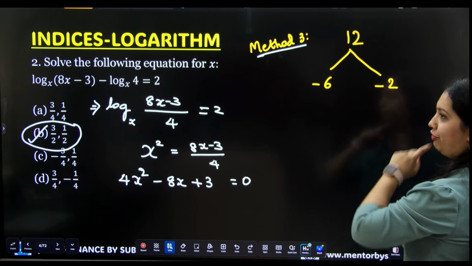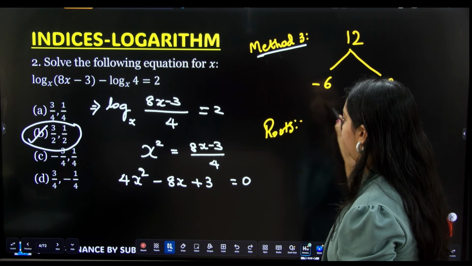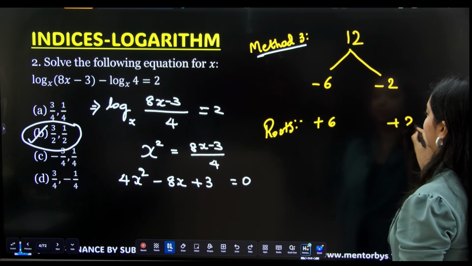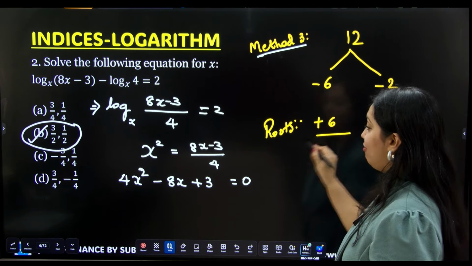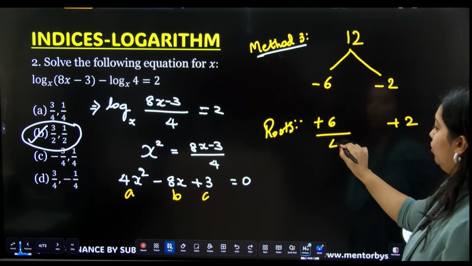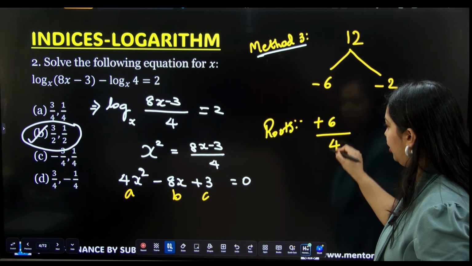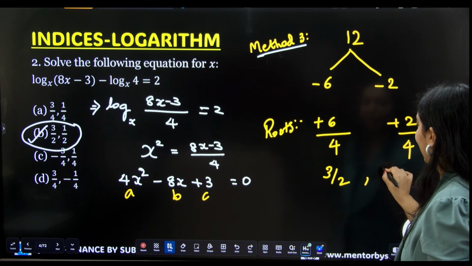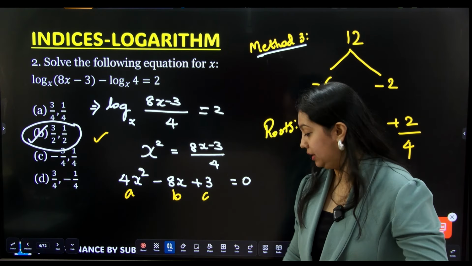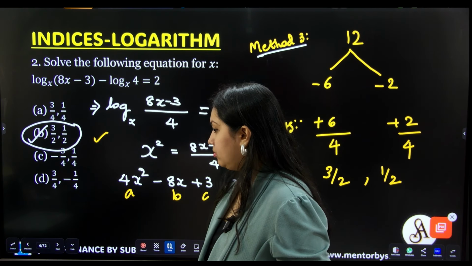Once you get the two factors, your final answer, the roots of the equation, will be: change the signs, plus 6, plus 2, divided by the A value. Remember, this is ABC divided by the A value, 4 and 4. These are your roots. So when you cancel them in your next step, you will get 3 by 2 and 1 by 2, which is nothing but my option B. This is method number 3 and you can apply it for any quadratic equation.